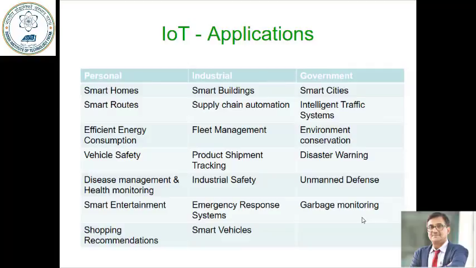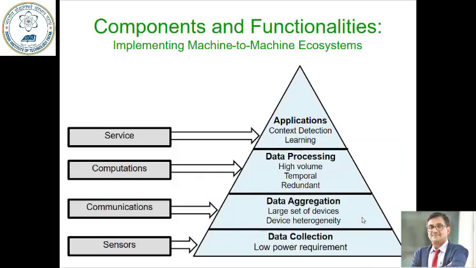So when all these things happen, our life changes, and we see that life is changing because of AI and IoT interaction. We cannot live without making use of devices, and we want the devices to understand ourselves, be intelligent. So the components and functionalities actually implement a machine-to-machine ecosystem. The four fundamental layers of IoT are sensors, to collect data from the devices, communication, where data is aggregated across many devices. Computation involves processing of data, which is high volume, temporal, and there is a lot of redundant data. And finally, a service is provided, which is at the layer of application, and this requires context detection and learning.